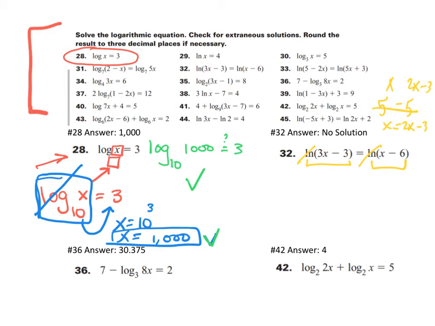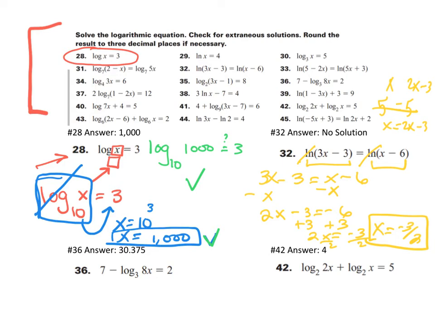Same concept. Okay, so the natural logs are gone, and we have 3x minus 3 is equal to x minus 6. We solve for x, so we can subtract. We have 2x minus 3 equals negative 6. Add 3. So we have 2x is equal to negative 3. Divide by 2. So x is equal to negative 3 over 2. Now we want to confirm that that is a solution. And when we go back to the problem and we plug in negative 3 halves, let's see what happens.